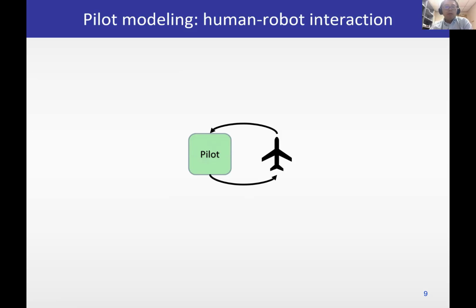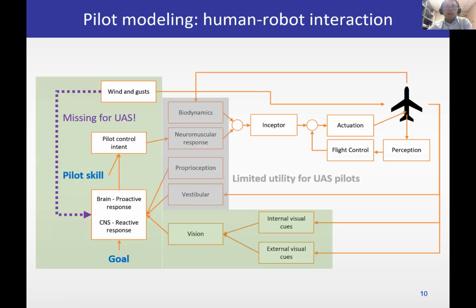But if we open up the investigation, you can see there are a lot of components inside the human. There's the biodynamics of the human, and there's also the vestibular system. This is about balance. A lot of this has been investigated for manned aircraft, when the pilot is actually situated in the aircraft, and you can look at all of these dynamics. But little has been done in small UAS pilot modeling, particularly the one we're going to look at in this task, which is wind disturbance. How does that affect the pilot?